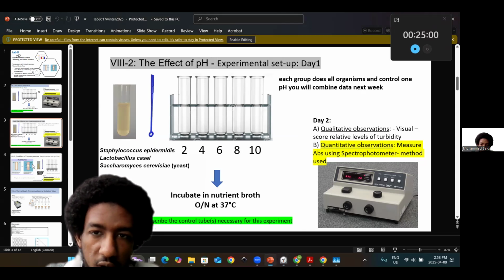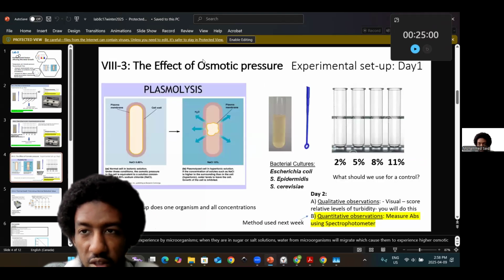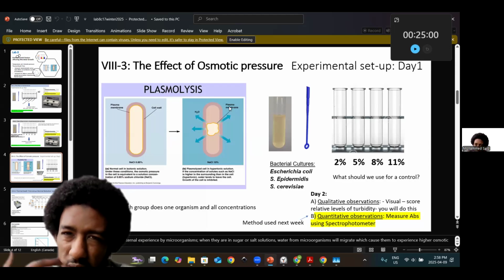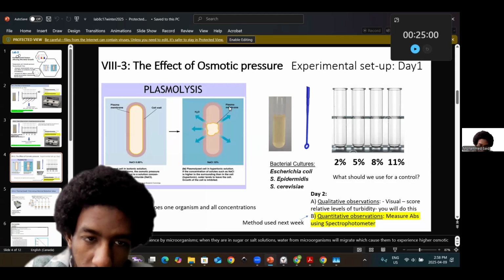Now let's go to osmotic pressure. So that's the third one. And you can see here, there are different components. And I think this is good to actually highlight here, to describe a bit more. So let's have a look here.